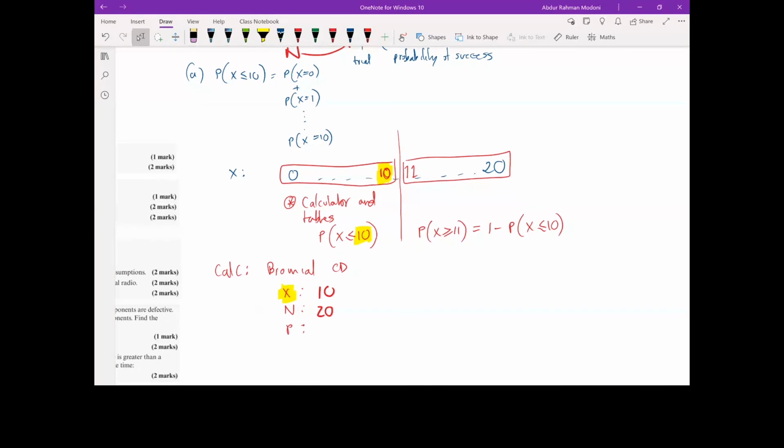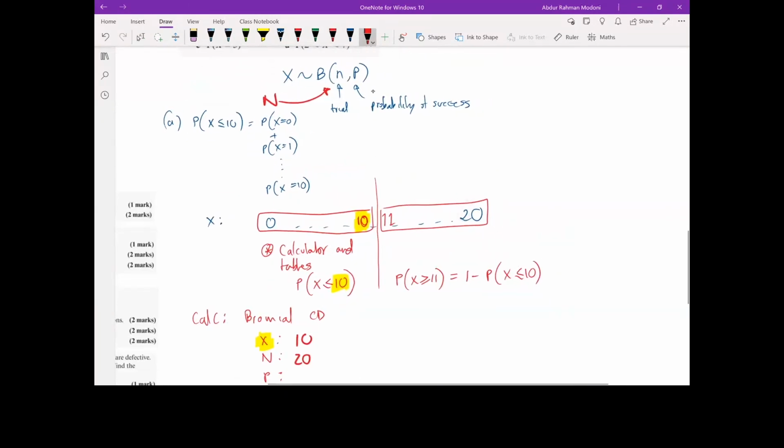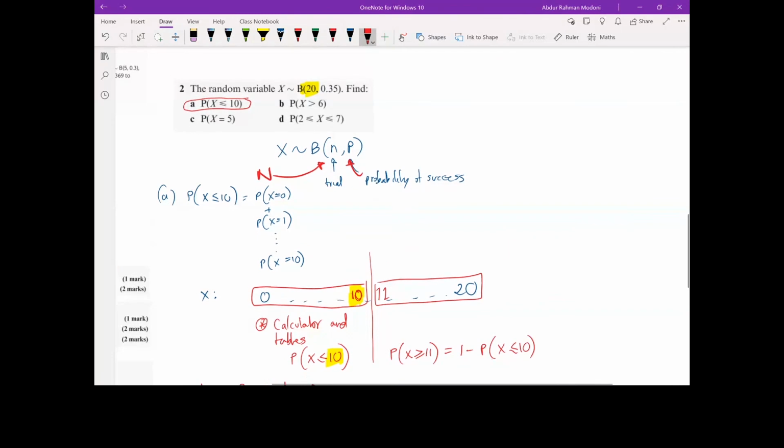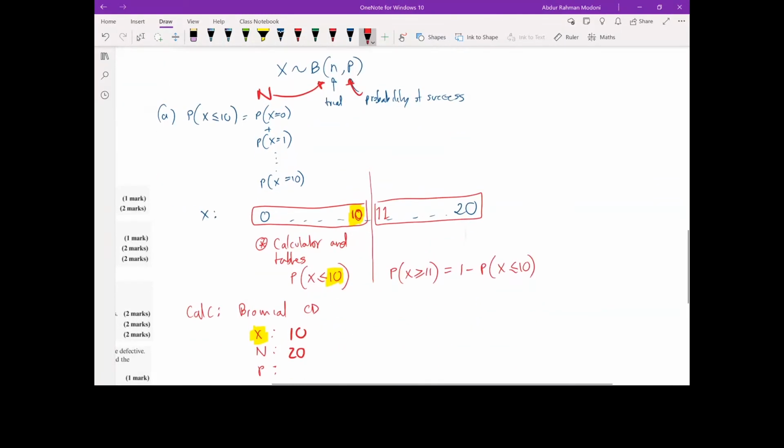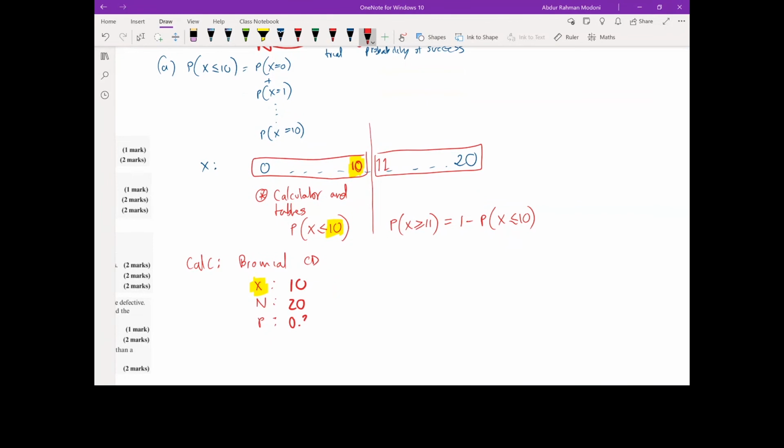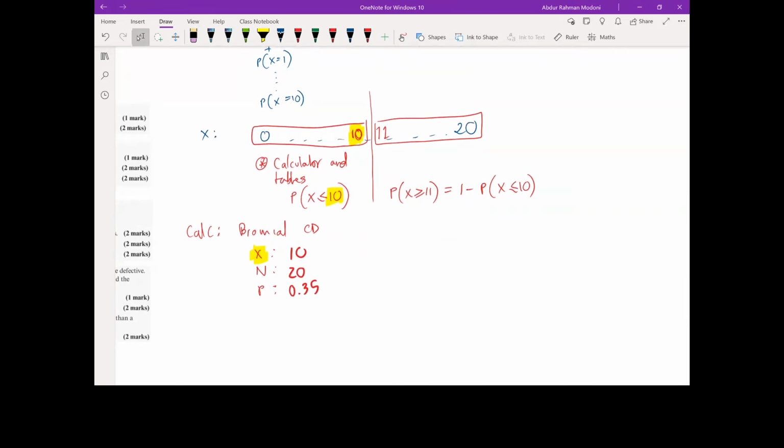P is the probability of success, which is also coming from our binomial distribution. For this particular question, we can see here 20, 0.35 is P. So I'm going to put 0.35 here. And when you put those values into your calculator and press equals, it will give you the answer for the probability of X being less than or equal to 10. Press equals, I think you might have to press it twice, and it gives you an answer of 0.9468. Always do your working out to 4 significant figures when we are working with probabilities here.